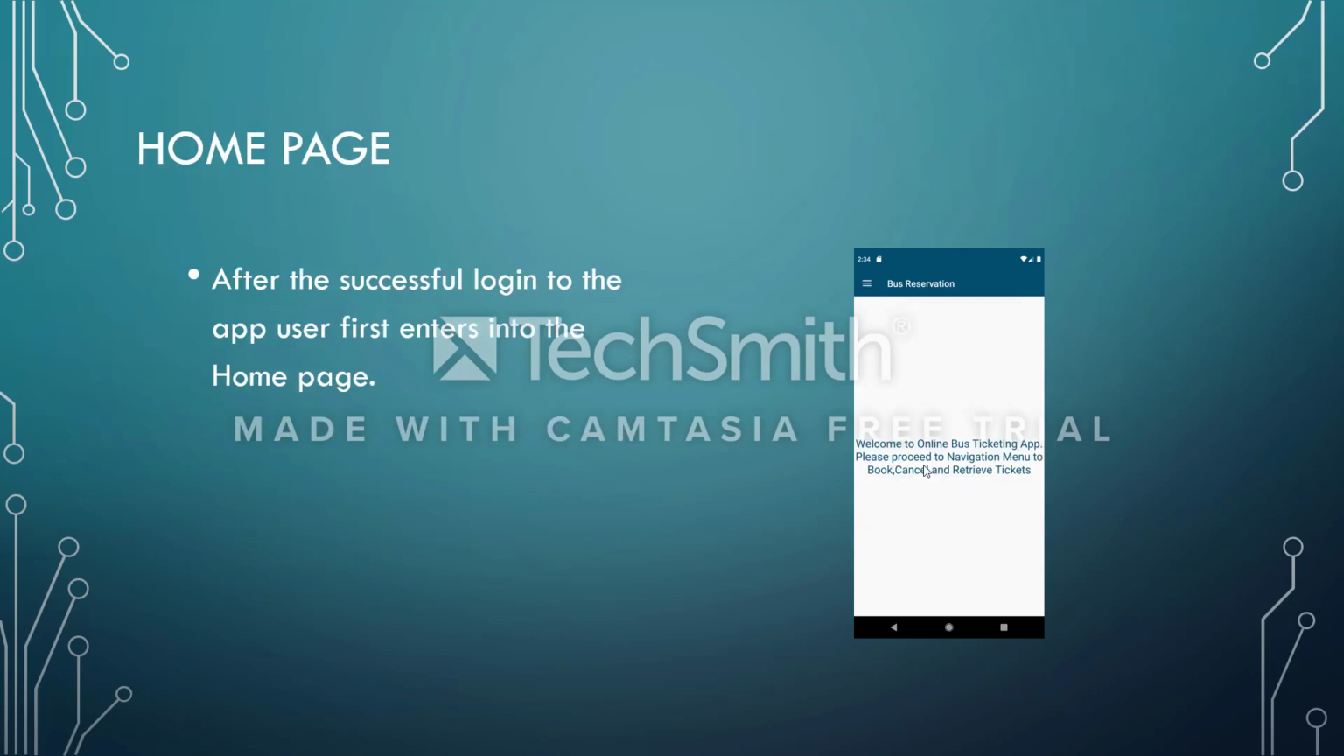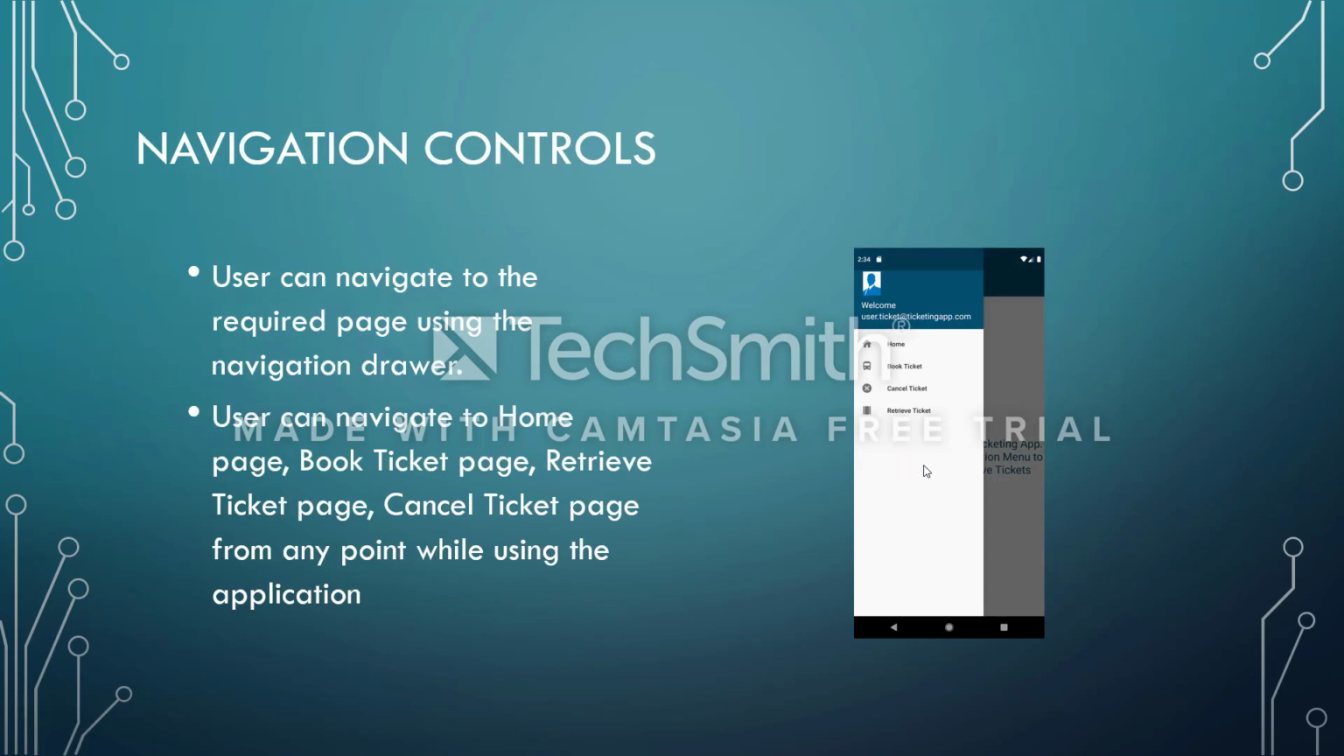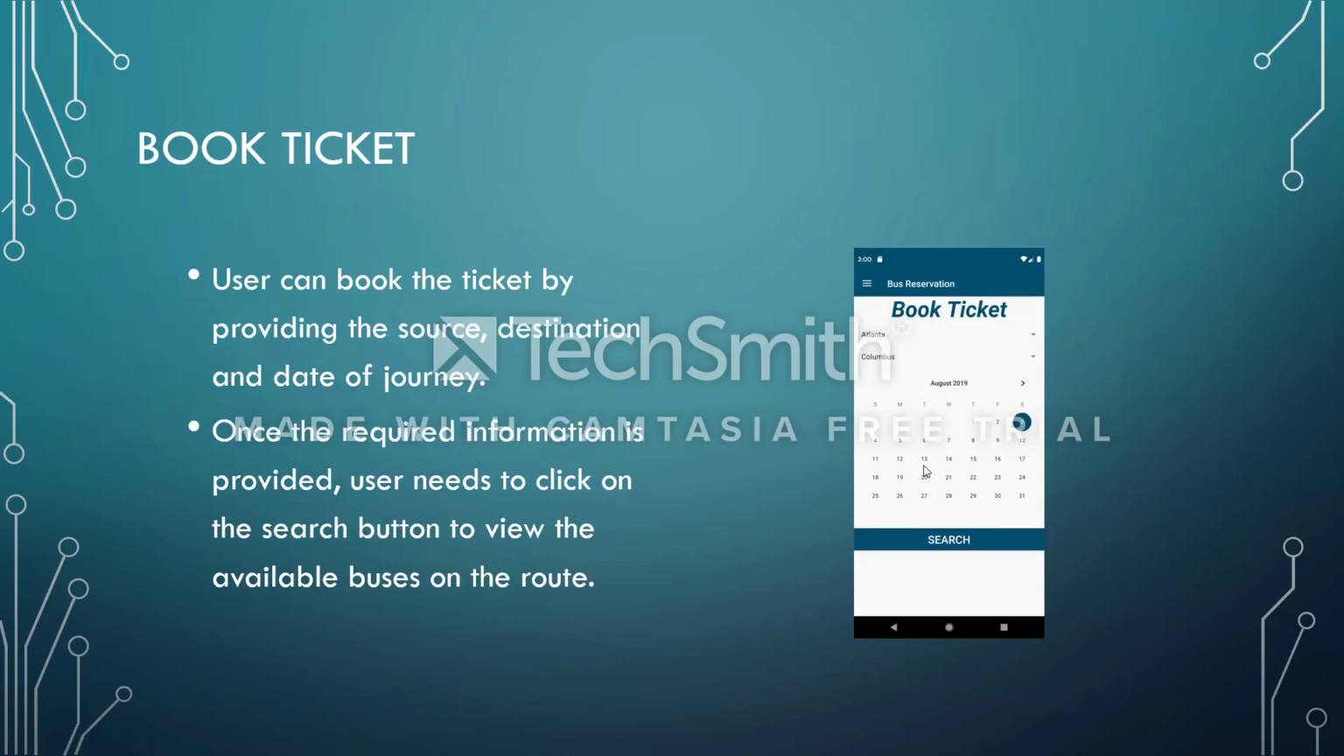After a successful login, he is redirected to a home page. The home page contains a navigation slider. The navigation slider has book ticket, cancel ticket, and retrieve ticket options. These are the three main options the user can use.